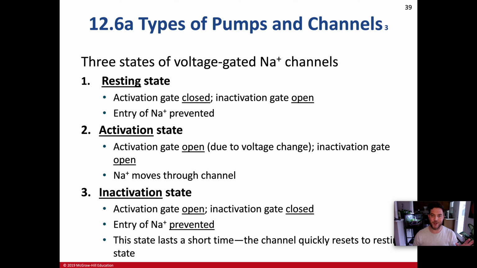I know this starts to get a little bit confusing. We'll see a picture of it in a moment, and just try to remember that those two gates are going to be opening and closing relative to the voltage stimulation that they receive. During this activation state, both gates are open, but this is just for a brief period of time. Then in the inactivation state, the activation gate stays open, the inactivation gate closes, and that again prevents the entry of sodium, because if the inactivation gate is closed, nothing is going to happen. Again, this state only lasts for a short period of time. It quickly resets to its resting state.